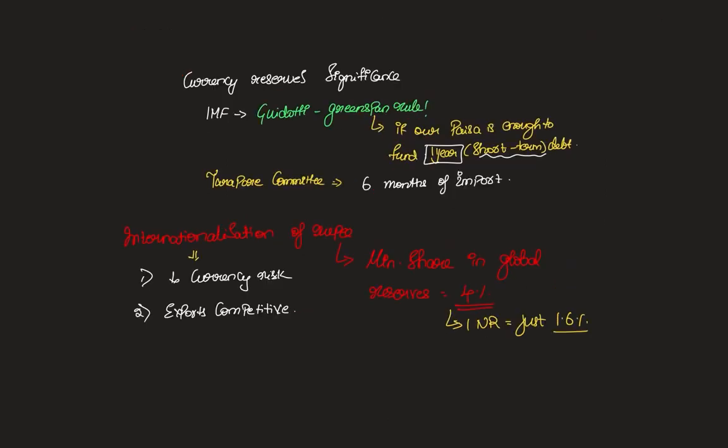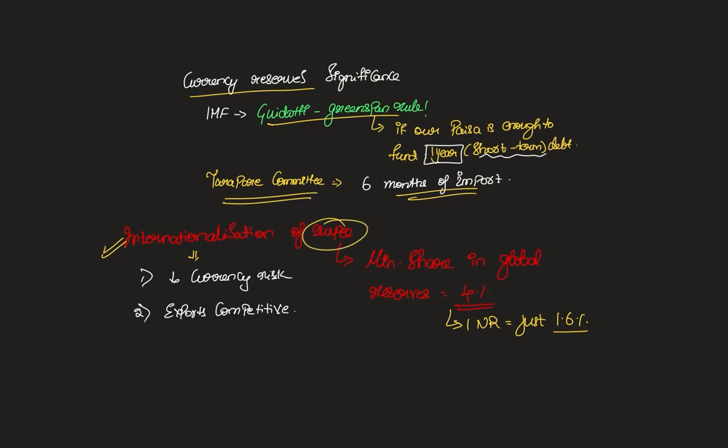In the post-globalization world, currency reserves are very important for India because any changes there can impact the Indian economy. To handle this, IMF has a rule called the Guidotti-Greenspan rule, which says that if we have enough reserves to fund at least 1 year's debt, that is enough. And the Tarapore Committee, way back in 97, said that if we have foreign exchange reserves for 6 months of imports, that is enough.